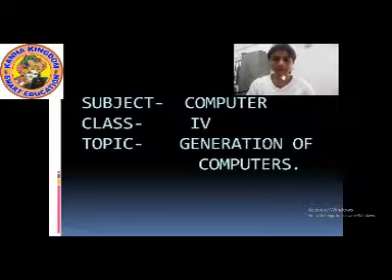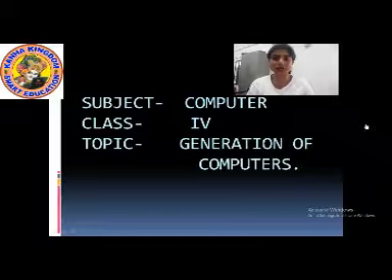Hello students, today we will learn about the generation of computers. This is our next topic. The first topic was the early history of computers. Now we will learn about the generations of computers. In this topic we will learn how computers were invented according to the generations.